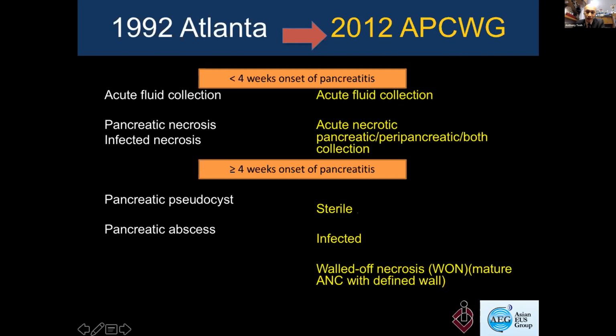But having said that, 4 weeks is an arbitrary number. Sometimes if the patient is very septic, or if a wall has formed earlier than 4 weeks, we can also consider earlier drainage. But the general rule of thumb is 4 weeks from onset. After 4 weeks, the wall is well formed, and we can perform EUS guided drainage.